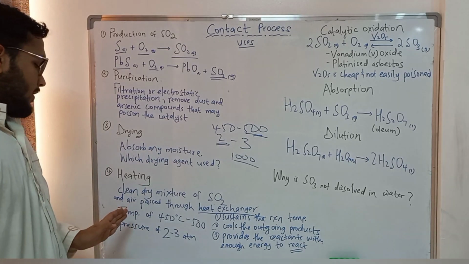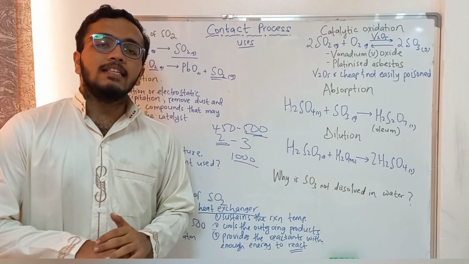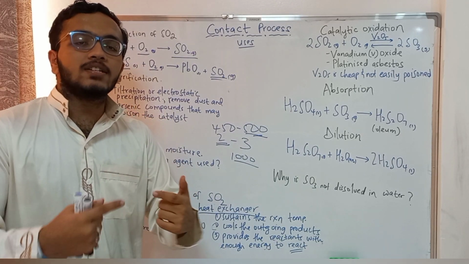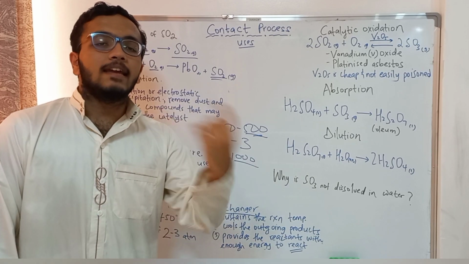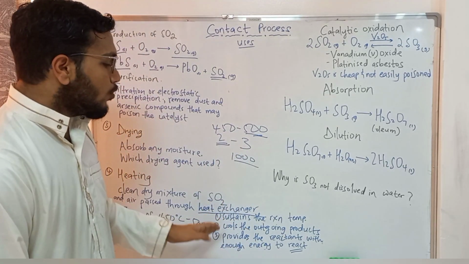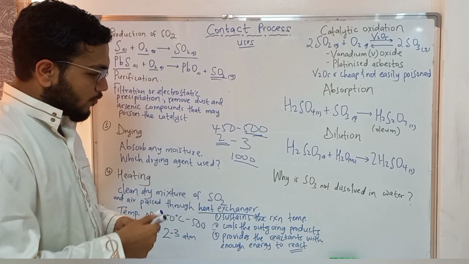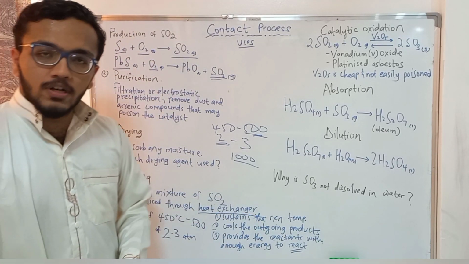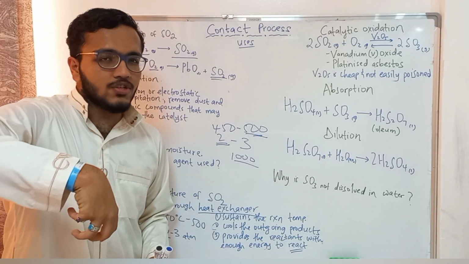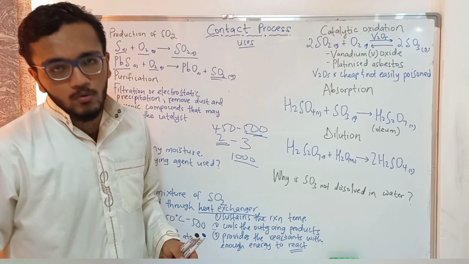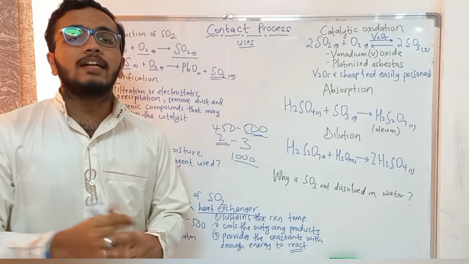Now, what is the role of the heat exchanger? One, it sustains the reaction temperature. It gives the reaction the 450 degrees Celsius required to maintain the reaction. Two, it cools the outgoing products. What are the outgoing products? It is still SO2 and air. SO2 and air came into the heat exchanger, they got heated, and now they are being cooled before they leave the heat exchanger. Why are they being cooled?